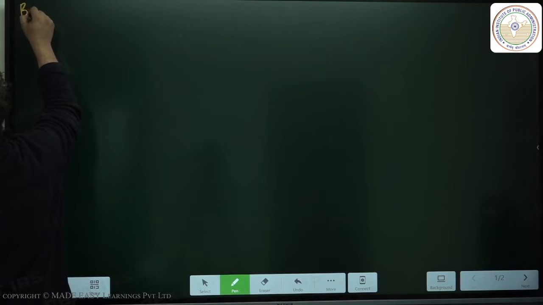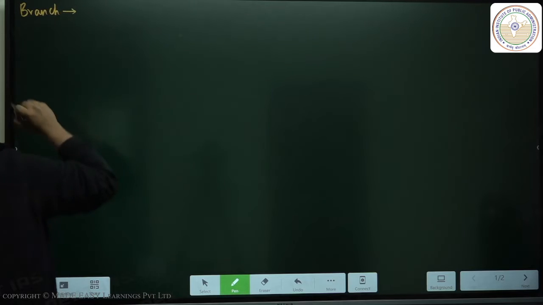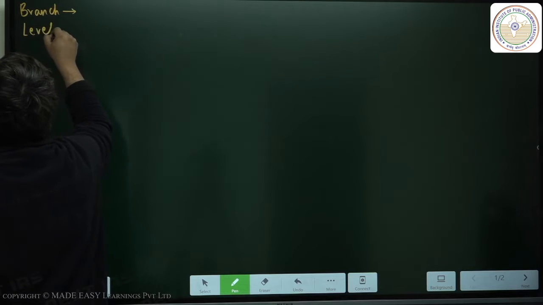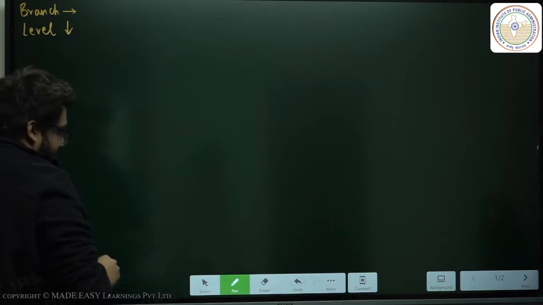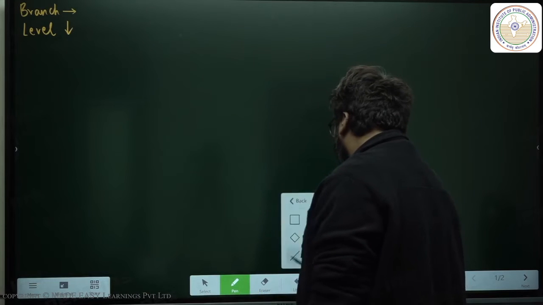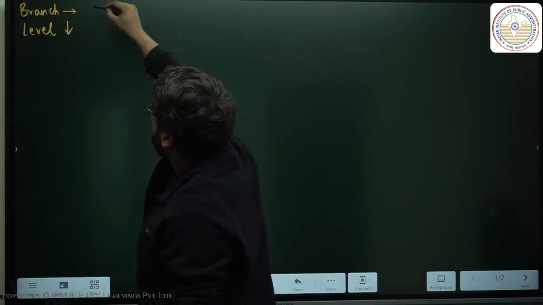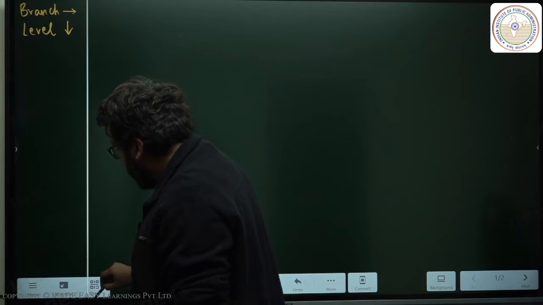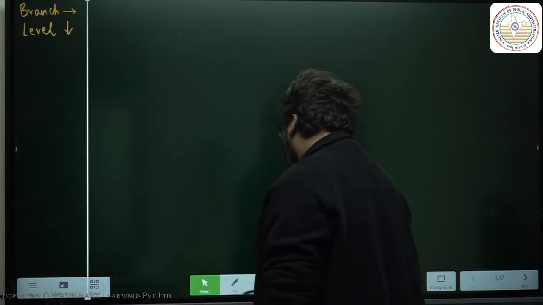Branch, and put a right arrow, and below branch you will write level and put a down arrow. Okay, put a level, put a branch and put a down arrow. Okay, then you will make a column and end it there.